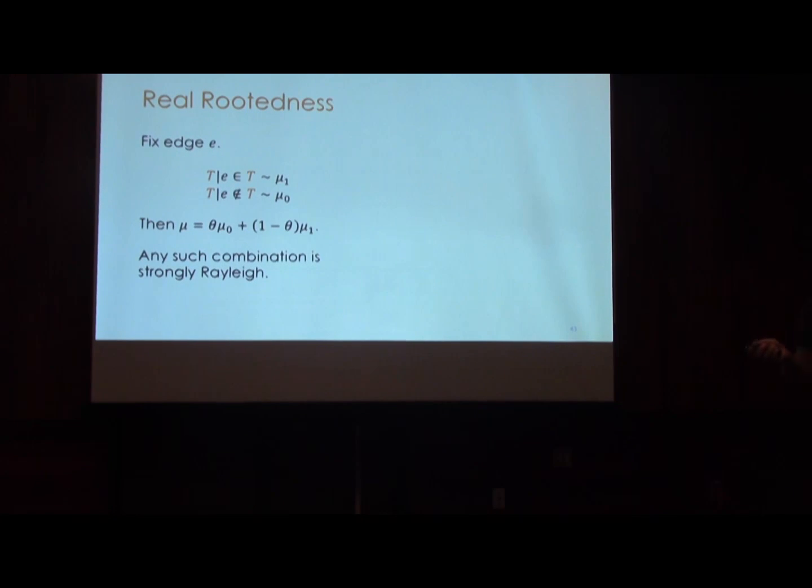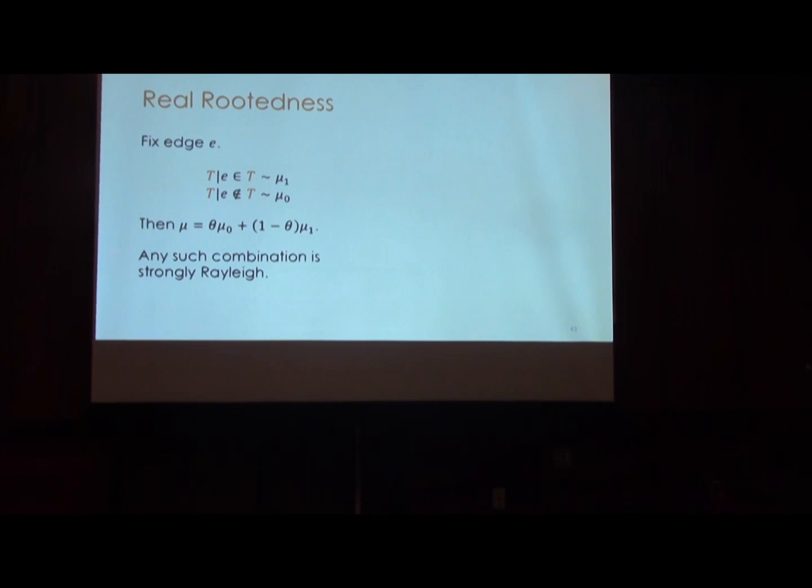So how is real rootedness of this polynomial going to help me at all? Fix an edge E in the graph and think of two distributions, which you get by conditioning on E being in T. Remember, T was my random tree that was distributed according to mu. So mu1 is the distribution conditioned on the edge E being inside the tree, and mu0 is the distribution you get by conditioning on E not being in the tree. So your actual distribution mu is a convex combination of these two distributions, obviously.